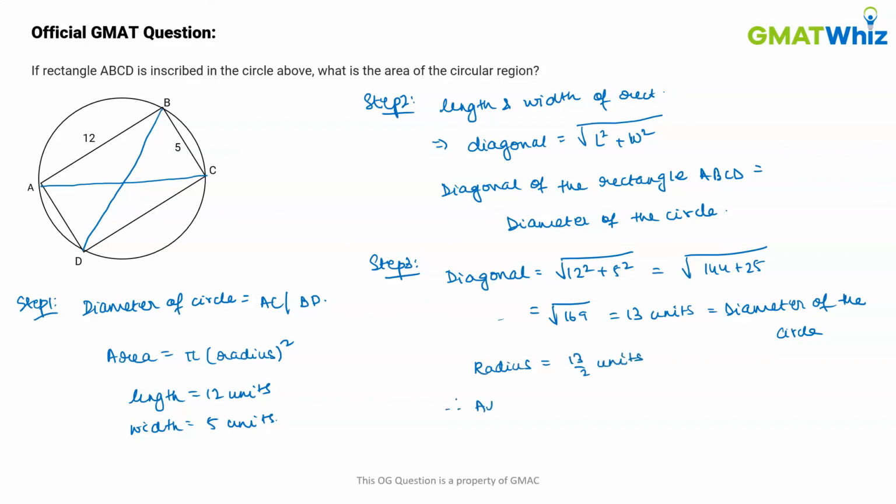Therefore, the area will be equal to pi times 13 by 2 times 13 by 2. This equals 169 by 4 multiplied by pi. Now, when we divide 169 by 4, we get 42.25 times pi, which is the option B.